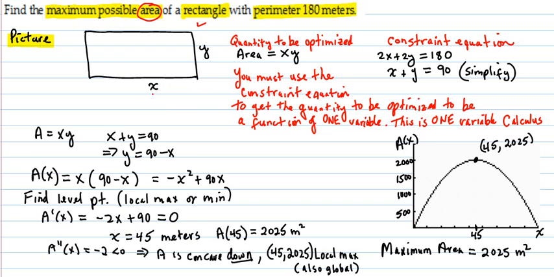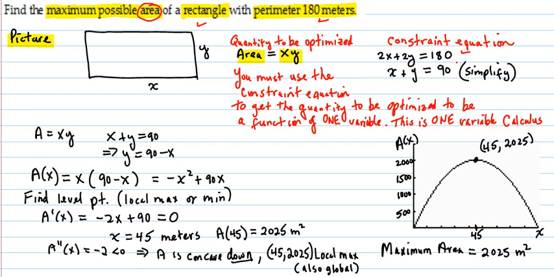A rectangle, have two variables, x and y. We identify the quantity to be optimized is the area, which is x times y for this rectangle. We must have another equation called the constraint equation in order to tie x to y. So we look for that in the problem, and it says it right here. The perimeter is 180 meters. So the perimeter is 2x plus 2y, and that's set equal to 180 meters.